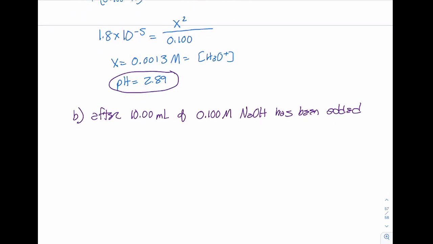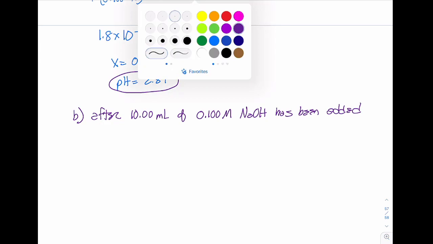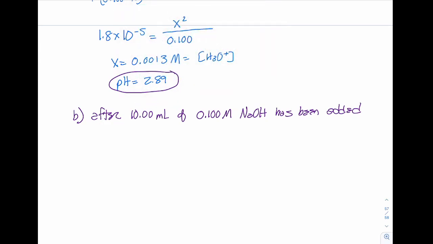So anytime we're adding base to my acid, I'm going to write that neutralization reaction. So we're going to write that. I have my acid. I'm adding a strong base to it. The sodium ions are spectator ions, so I'm not going to include them, right? We don't really care about those. I'm going to produce water plus CH3CO2 minus, my conjugate base, so acetate ions. So again, I'm adding base to my acid. We're going to write that neutralization reaction. So that's our first step.